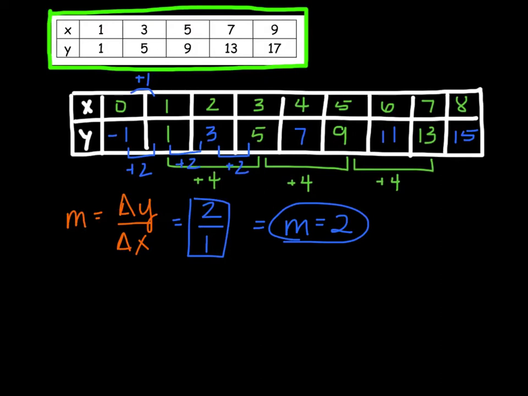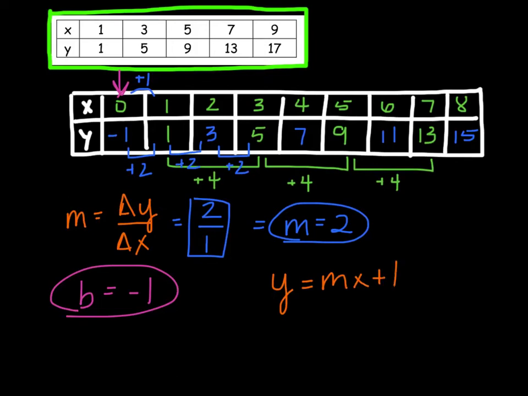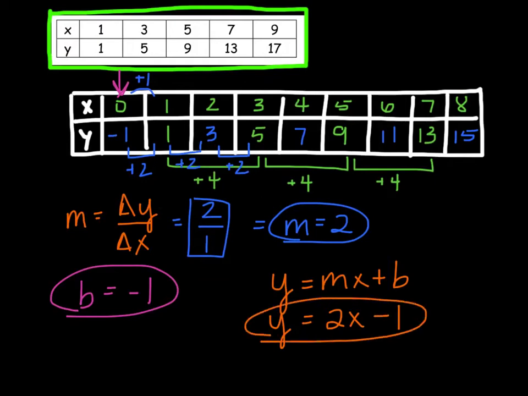Now to find the b, remember all we're looking for is to identify where the x is 0. And that's right here on my table. I extended it out to find that. So our b then is actually a -1. So when I'm looking at the equation, I have y equals mx plus b. My m has changed to 2, so I have 2x. And then my b is a -1, so that's going to be -1. So this would be my equation for this one. All right, let's try this one now.